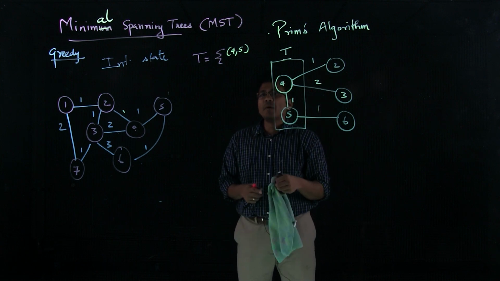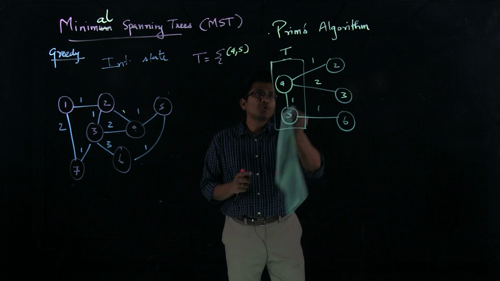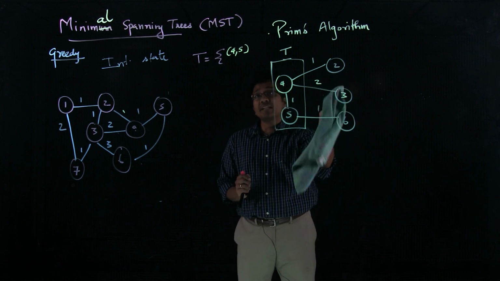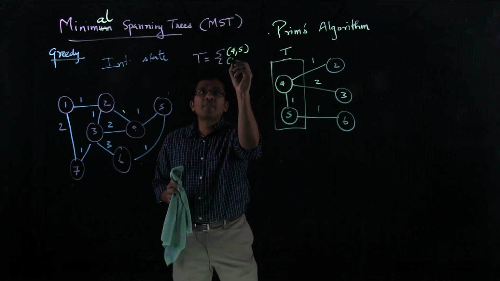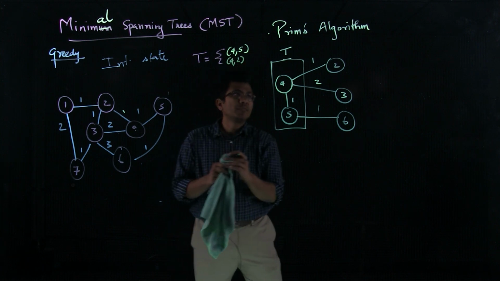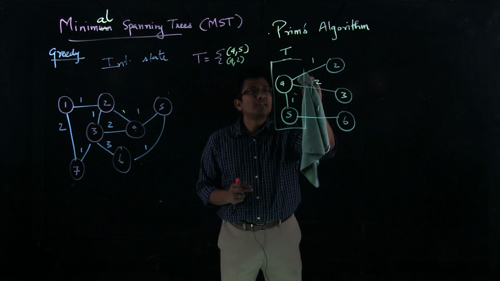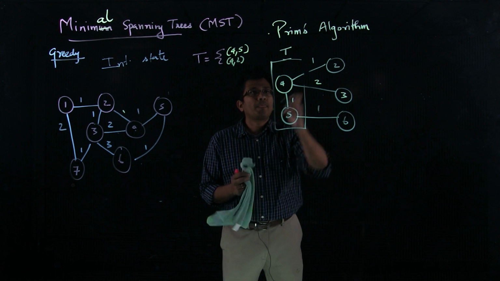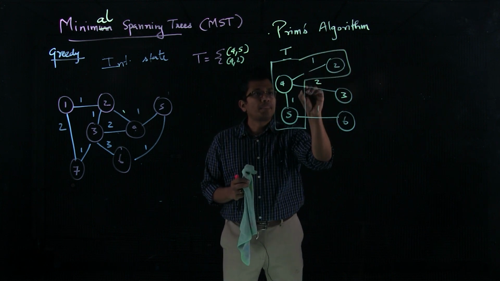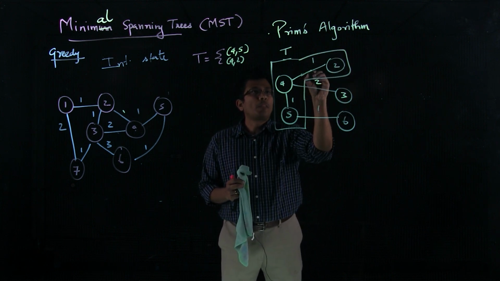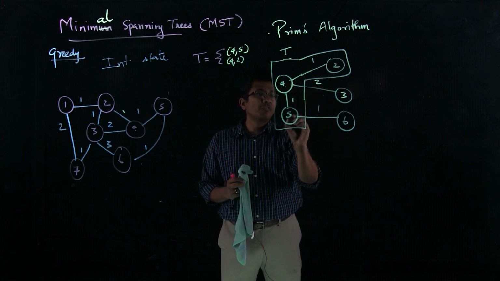Now what's the minimal boundary crossing edge? Well, 4 to 2, or I could choose 5 to 6. Let's say I choose 4 to 2. So I add 4 to 2 to the tree. So now the tree becomes (4 to 2, 4 to 5).